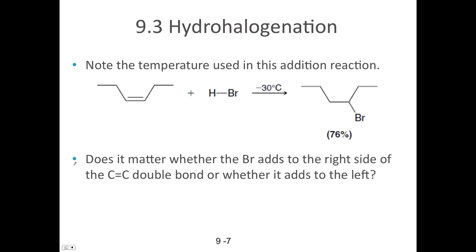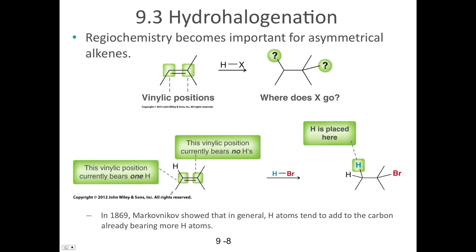All right, let's get back to hydrohalogenation. Note the temperature used in this reaction. We talked a little bit about it last time in the video. This has to be cold in order for this to occur right here, okay? We will go into why that is when we have the potential for competition between two mechanisms. Does it matter if this bromine adds to the right or the left side? In this case, it doesn't, but mostly it does, and we will see many examples of that, okay?